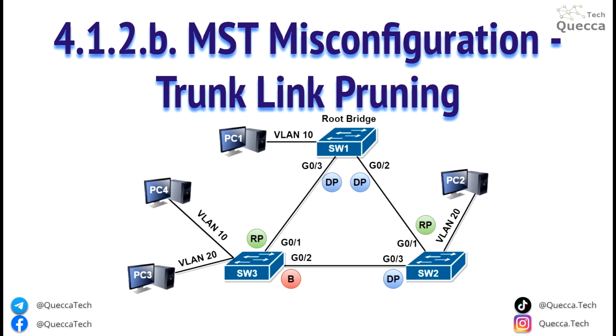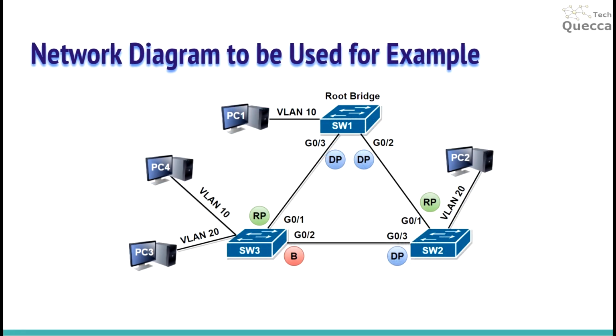So let's do it. This is the network diagram which I'm going to use for today's example. We have three switches, SW1, SW2 and SW3, and two VLANs configured on them, VLAN 10 and 20. Four hosts: PC1 and PC4 are in VLAN 10, PC2 and PC3 are in VLAN 20.